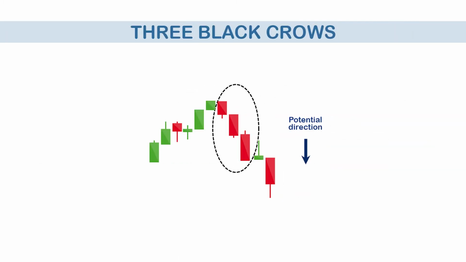3 Black Crows. The 3 Black Crows candlestick pattern comprises 3 consecutive long red candles with short or non-existent wicks. Each session opens at a similar price to the previous day, but selling pressures push the price lower and lower with each close. Traders interpret this pattern as the start of a bearish downturn.